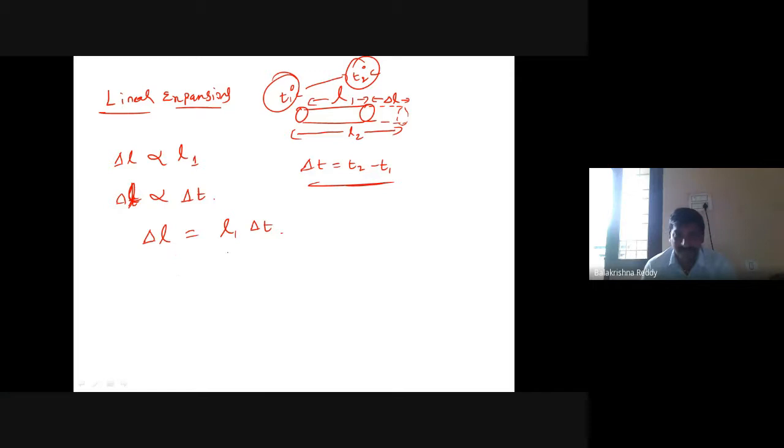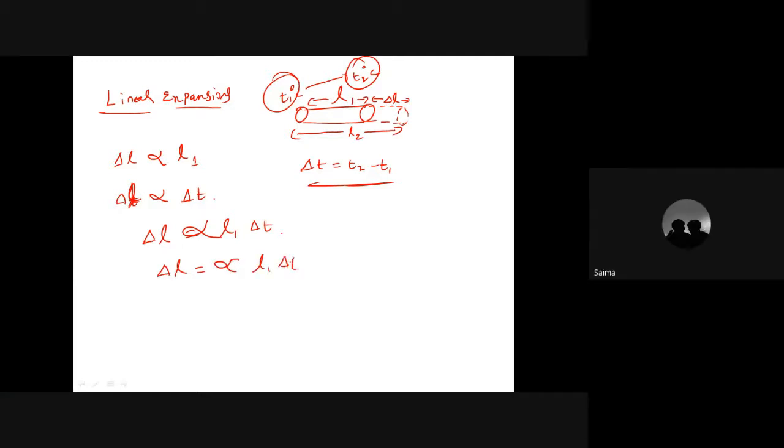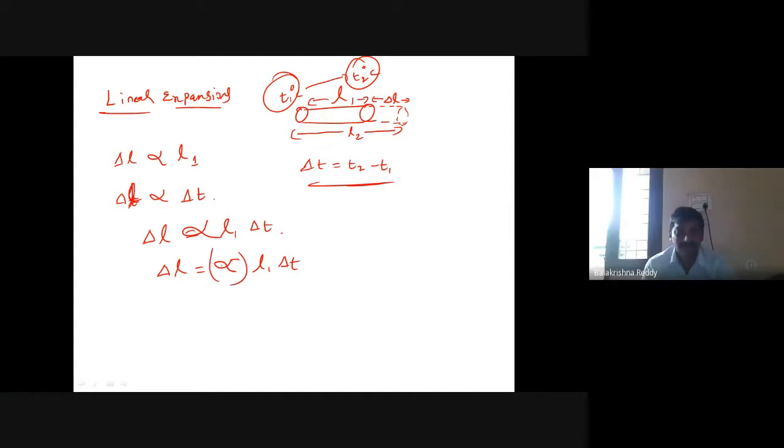So, this is a proportionality. If I remove the proportionality, I have a constant called alpha. What is that? Alpha, this is a coefficient of temperature. Alpha equals delta L by L1 into delta T. What do you mean by delta L? L2 minus L1. L1 is as it is. Delta T is T2 minus T1.